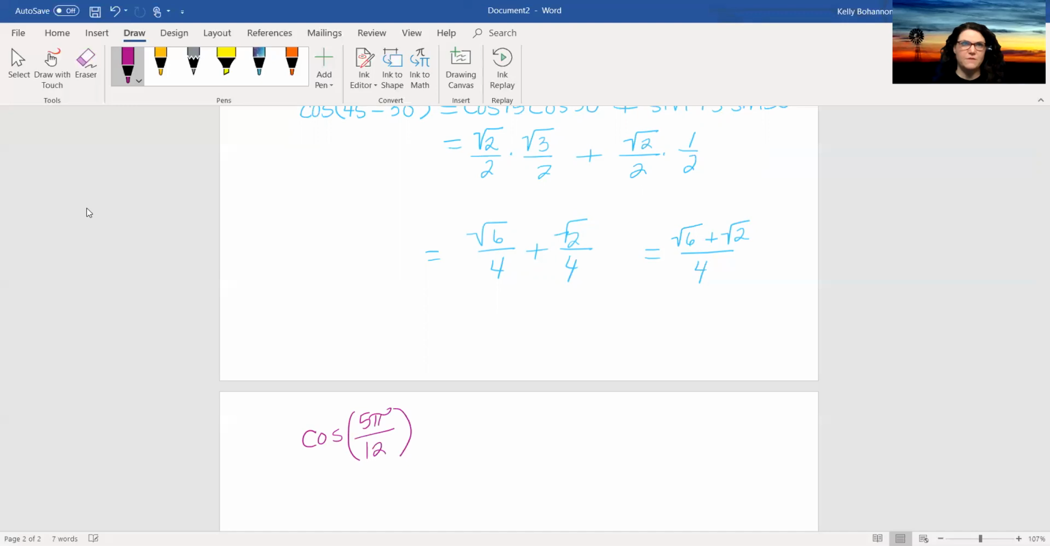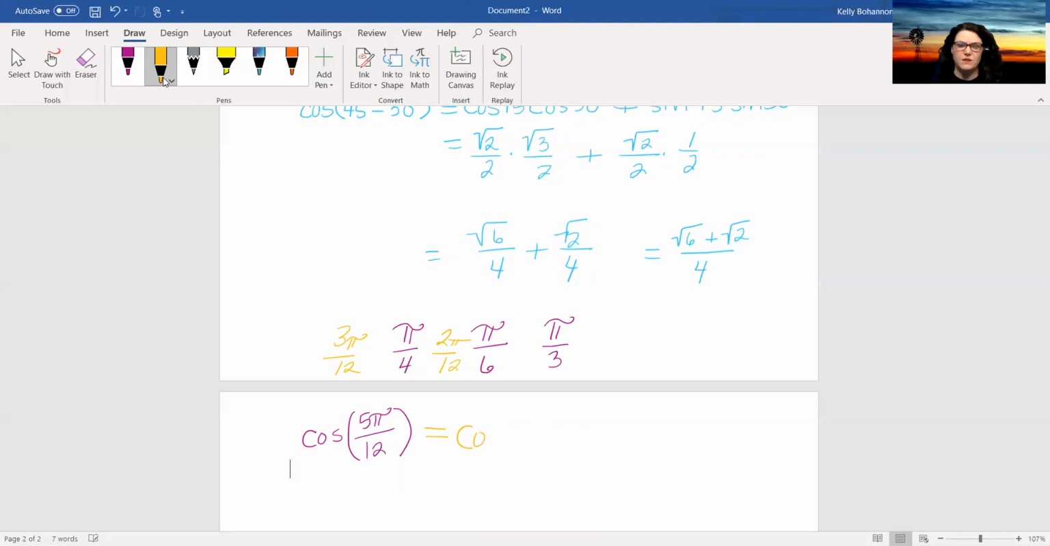So I don't know the pi over 12s, so I have to think about the things that I do know. I do know pi over 4. I do know pi over 6, and I know pi over 3, all of which could get me to 12. So let's just rewrite these with a denominator of 12 and see if that helps. So pi over 4 with a denominator of 12 would be 3 pi over 12. This would be 2 pi over 12. Well, that's all I need right there. I can do those two because 3 plus 2 is 5. So that's what I'm going to do.